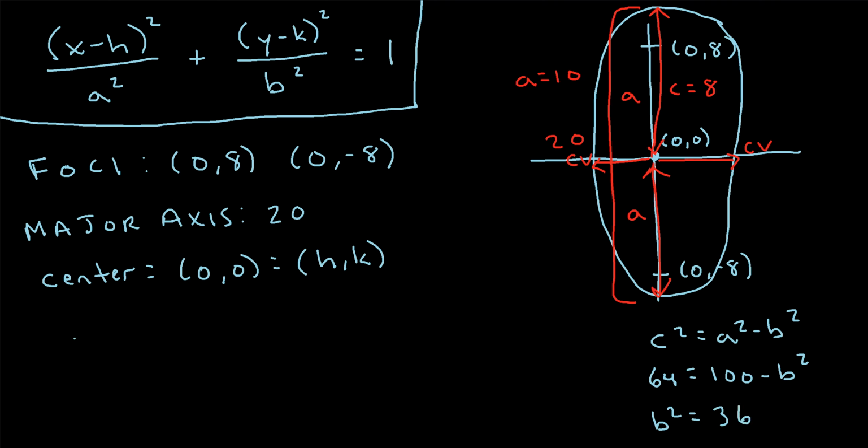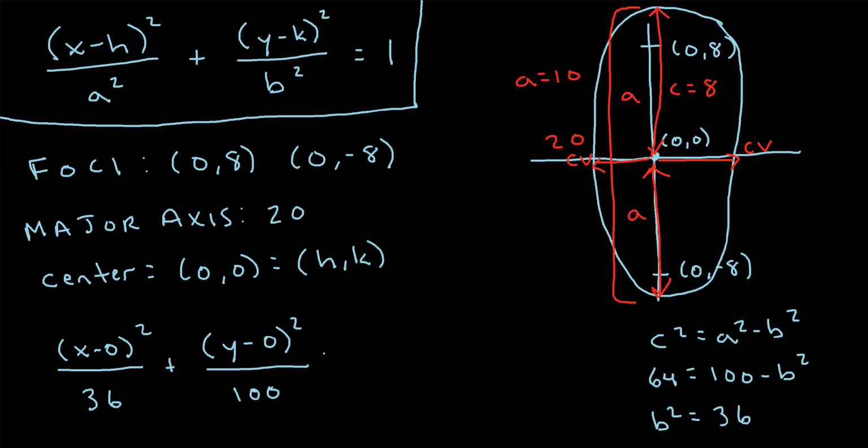So now we have everything that we need to write our final answer. So we get (x minus h) squared. h we said was 0, so (x minus 0) squared over. Now remember, when we have an ellipse that is vertical like this, the a squared, which is the larger denominator, will always be written under the y term. So actually we're going to write b squared under the x term. So we found that b squared is 36, so we'll have 36. Plus (y minus k) squared, k is 0, over, and remember we said that a squared will be written under this y term. So a is 10, so 10 squared is 100. And we have all of that equal to 1.